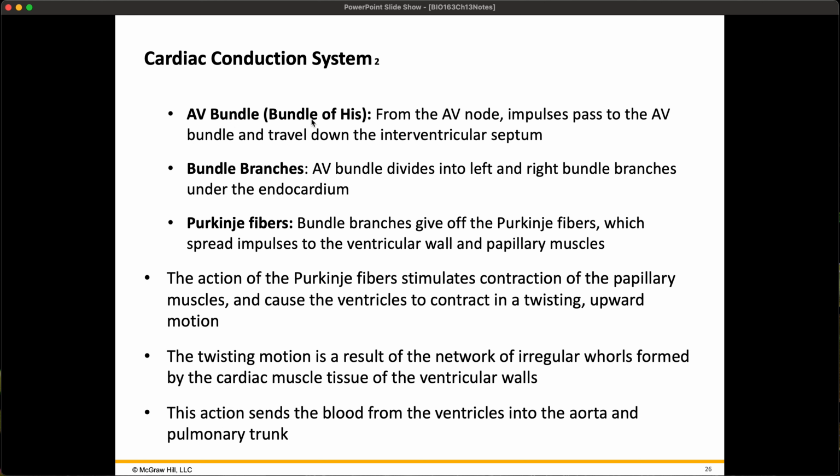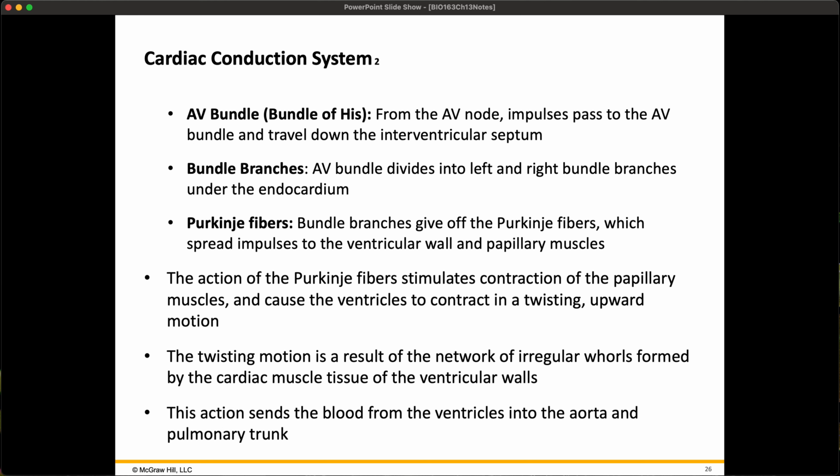Then we get into the AV bundle. Sometimes you'll hear it called the bundle of His, but we really do use the AV bundle more and more. You don't hear this as much. From the AV bundle, it travels through the bundle branches and then into the Purkinje fibers. And this is what is directly spreading the impulse to the ventricular wall and papillary muscles. Purkinje fibers stimulate all of those muscles to contract in this upward motion, so that it starts from the apex and moves up.